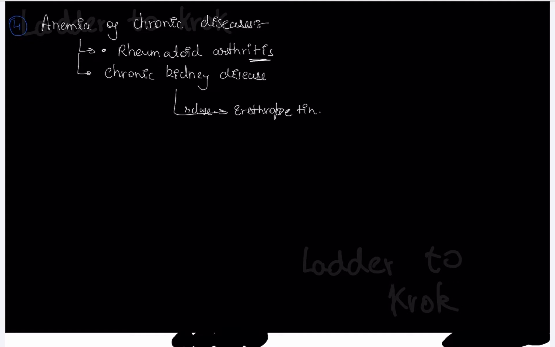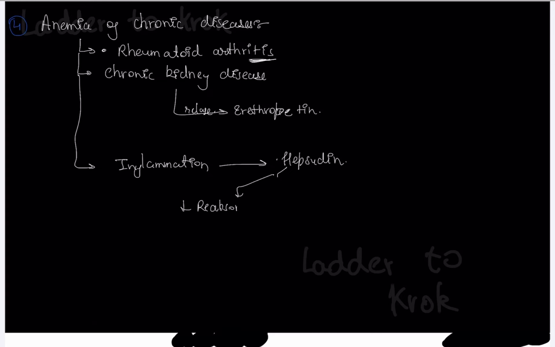Now in inflammation, as I already told you, -itis means inflammation. Actually, in inflammation there is release of one protein, and we call that protein hepcidin. This hepcidin decreases reabsorption of Fe, iron, from your gut.